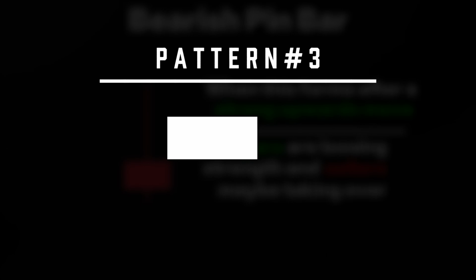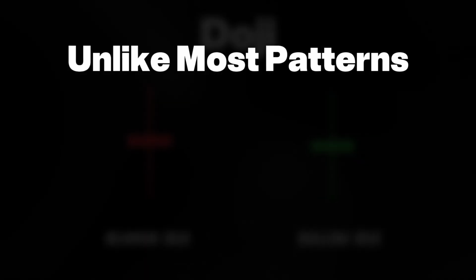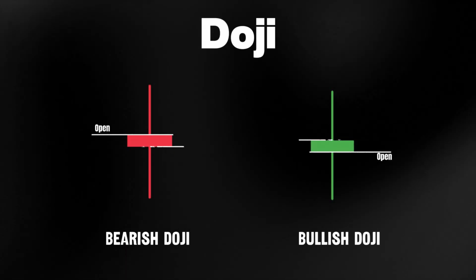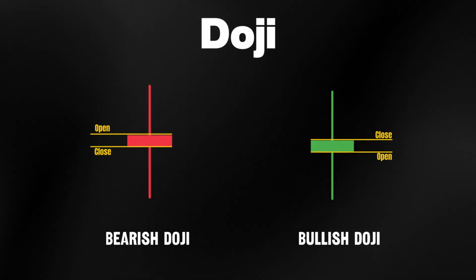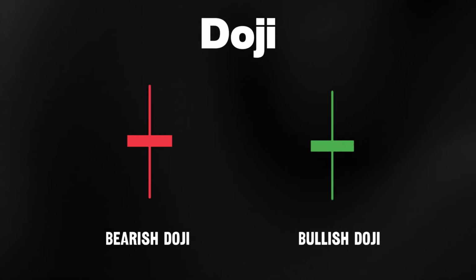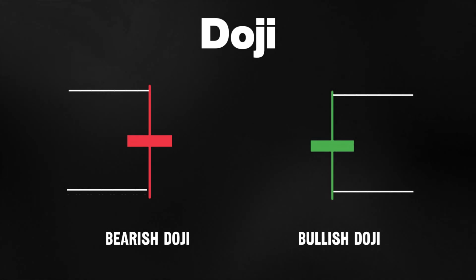Pattern number 3, the doji. The doji is a unique candlestick because unlike most patterns, it doesn't tell you which direction the market is likely to go. A doji forms when the opening and closing price are nearly the same, creating a very small body. At the same time, you'll usually notice wicks on both sides, often similar in size.